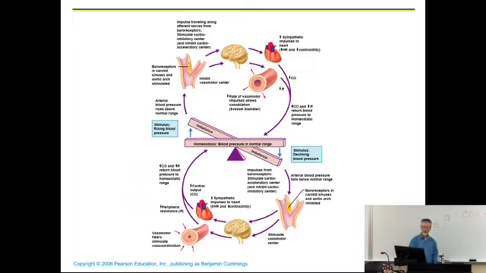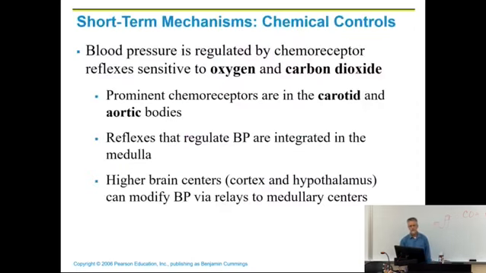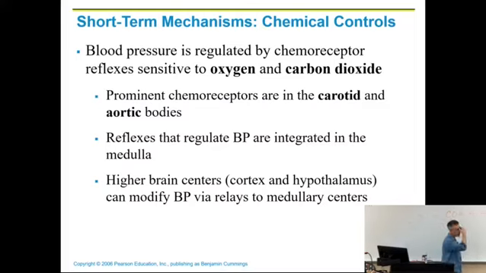So we can do that either way. If it gets too low, we can do it the other way. Increase heart rate, increase cardiac output, constrict blood vessels, and that's going to bring blood pressure up. So we're always monitoring this situation, right?